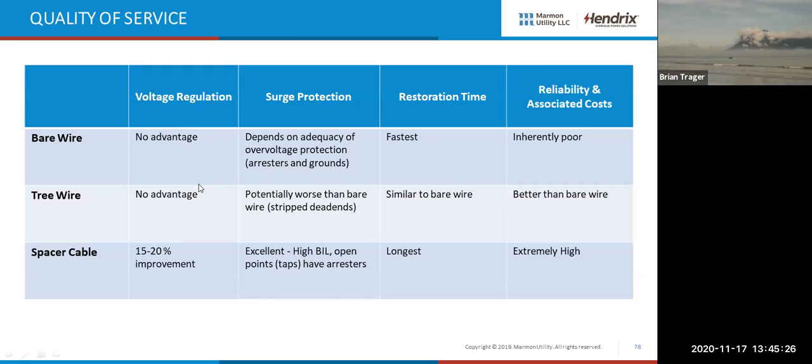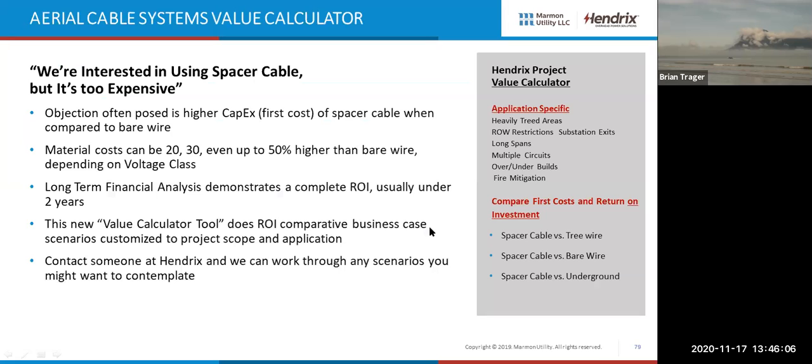This data can be made available after the seminar. Voltage regulation, only spacer cable has a 15 to 20% improvement. Bare wire surge protection depends on the adequacy of the overvoltage protection. What do your arresters look like? How are your grounds? Tree wire is potentially worse than bare wire because of stripped dead ends. Spacer cable has excellent surge protection, has high BIL, and the open points have arresters. Restoration time, we said bare wire was the fastest. Reliability indices go from poor, to better, to extremely high when you go from bare wire, to tree wire, to spacer cable.